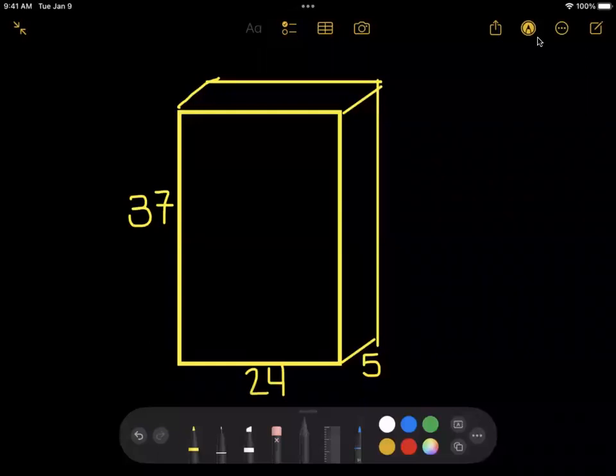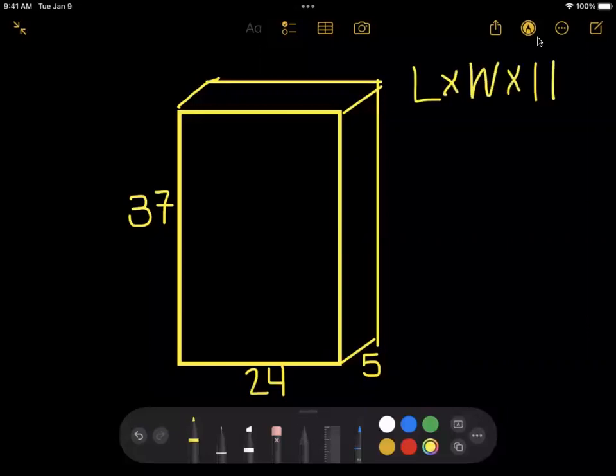Okay, here's our next example. We have a rectangular prism with a height of 37, a width of 24, and a length of 5. Or you could say a length of 24 and a width of 5. Either way, we are going to have to multiply the length times the width times the height to find the volume. So we're going to have to multiply all three of those numbers together. And again, it doesn't matter what order you do it in. So it doesn't matter what you label as the length, the width, or the height.